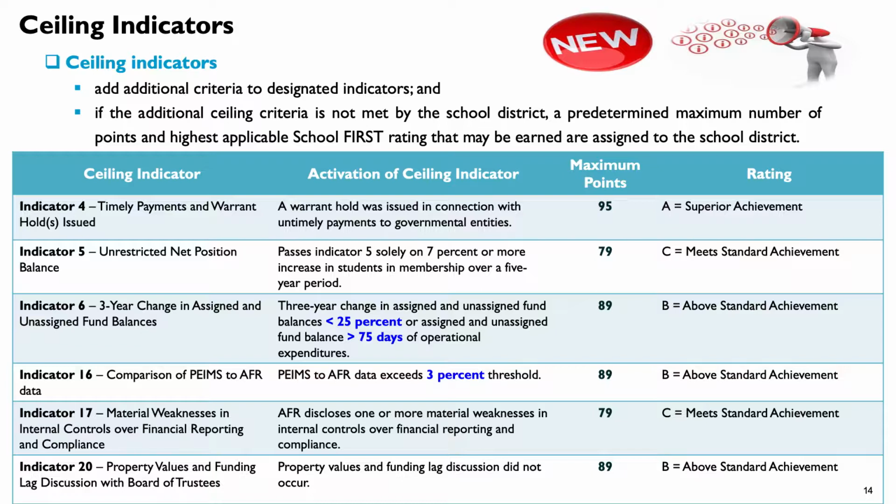The last ceiling indicator is number 20. And this is the one that I proposed to David when I left Edinburgh on May the 24th that we no longer have because we're going to go to current values. So there's not a lag anymore. So if we take it out, it's an adoption process to take it out. But we would not have to replace it with a new indicator because it's not point driven, it's only a ceiling. So you would end up with 19.